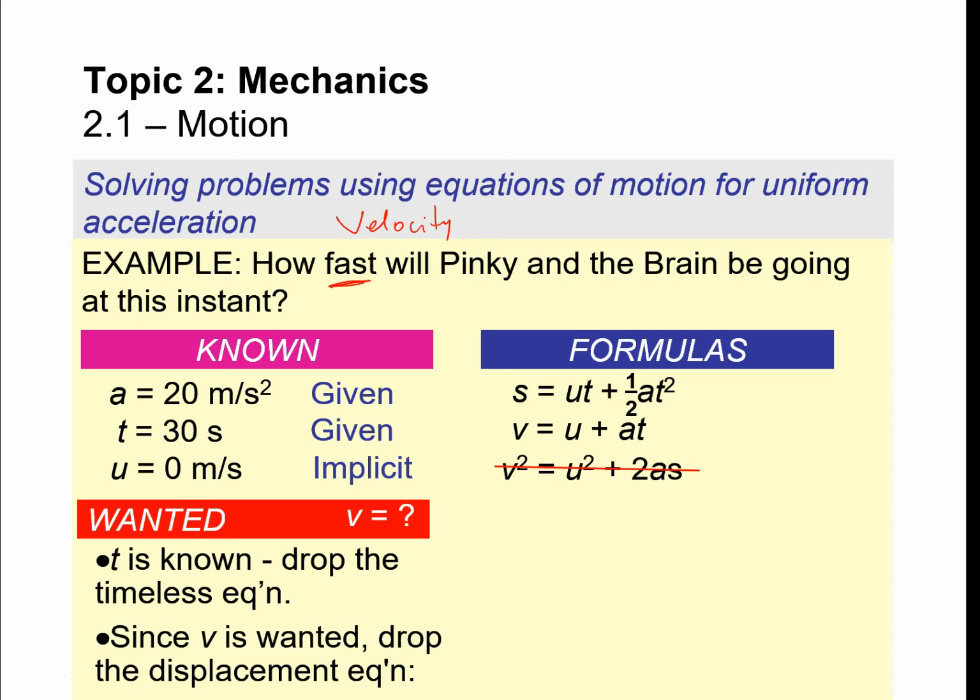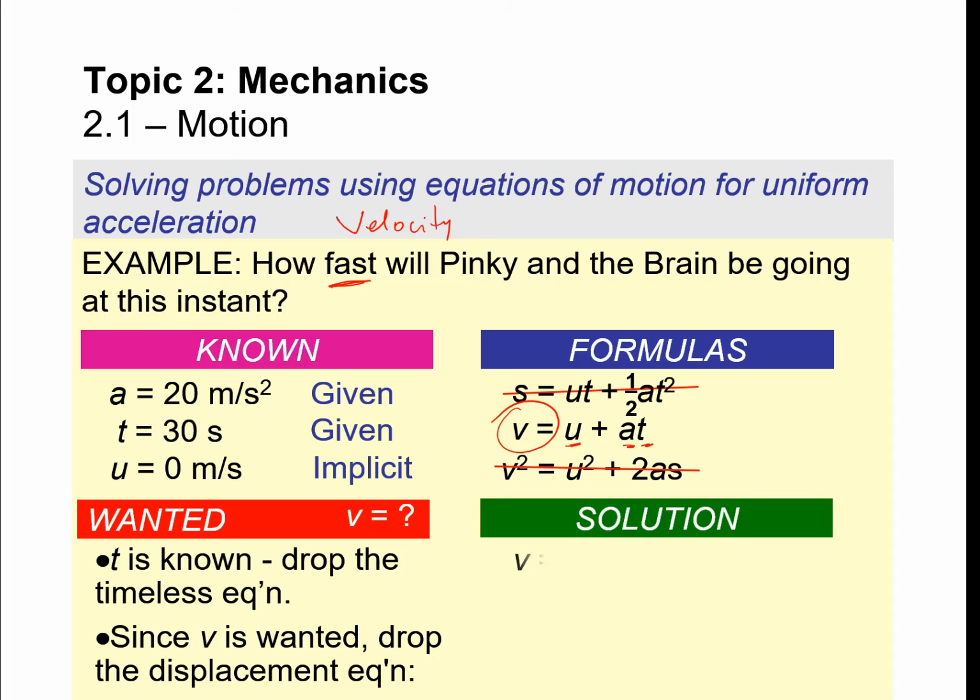I want velocity, so I can also drop the equation for displacement. And then I have just one equation for velocity, that's going to involve what I know, acceleration, time, implied initial velocity, with what I want, which is the final velocity. So this now becomes again just a nice plug and chug. Okay, and you plug in the numbers and you get 600 meters per second. Hope you all are okay with this problem. And now let's get ready to move on to the next one.